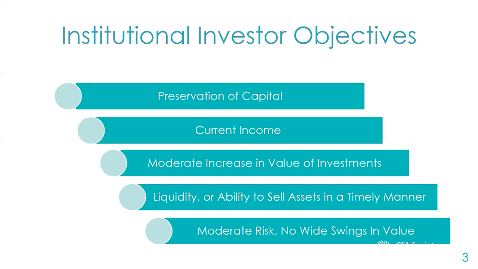They do want current income in terms of dividends or interest and like to have a moderate increase in their investments, as well as the ability to sell when they need cash. So they like investments that have a good deal of liquidity. And most of them are risk averse. So they're not hedge funds. They do not like to see wide swings in value. So these are the fundamental objectives of these big investors.